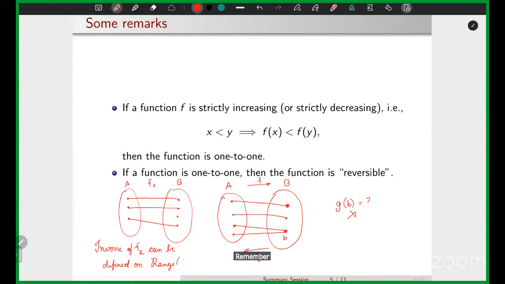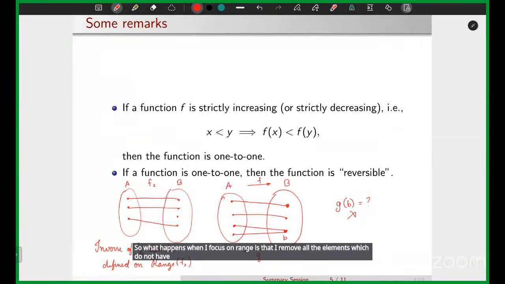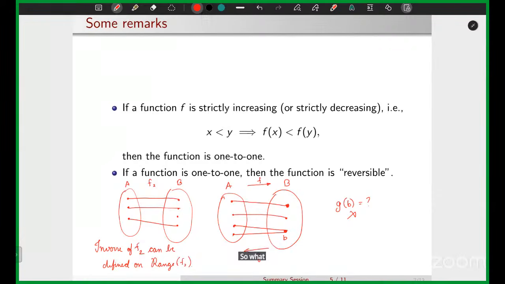Remember that range is the set of all points in the codomain which are images of something. So what happens when I focus on range is that I remove all the elements which do not have pre-images, and I'm assuming that the function that I start out with is one-to-one, which means that they don't have multiple pre-images. So what happens is that I have a well-defined way of going back. Is this clear?